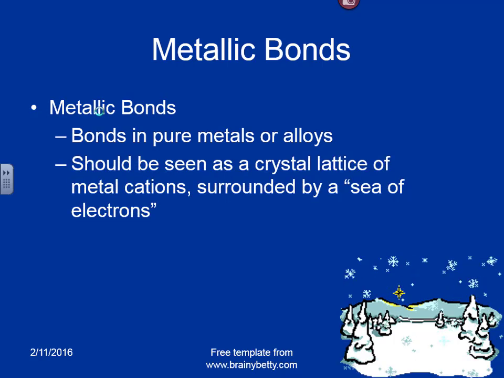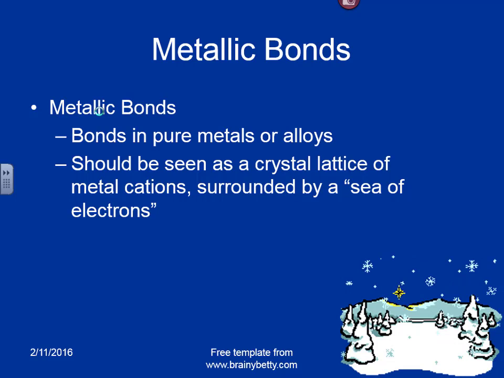The way that these work is you have a whole bunch of metal cations, and we should know that those are positive ions, which makes sense because metals usually are positive. And all of these metal cations are arranged in a pattern, and it's called a crystal lattice. So like a geometric pattern, an orderly pattern. And within that crystal lattice of cations, you have a sea of electrons.